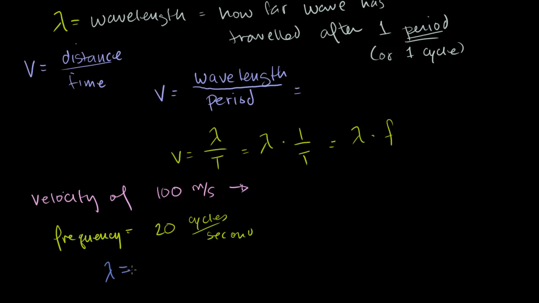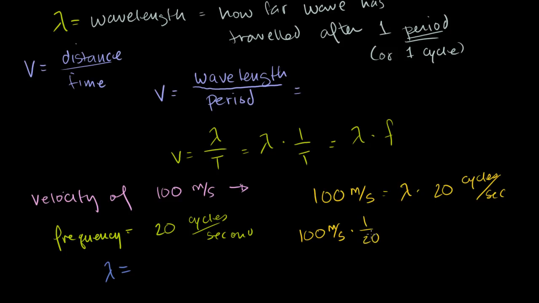So for the wavelength in this situation, you would say the velocity, let me write it over here. Your velocity is equal to your wavelength times your frequency, divide both sides by 20. And actually, let me make sure I get the units right. So this is meters per second is equal to lambda times 20 cycles per second. So if you divide both sides by 20 cycles per second, you get 100 meters per second times 1 over 20 seconds per cycle.